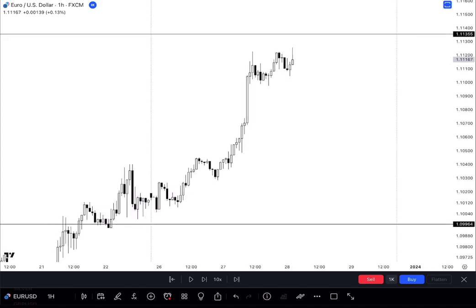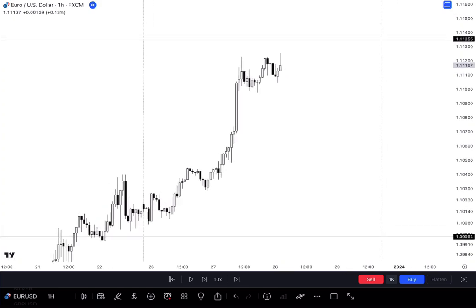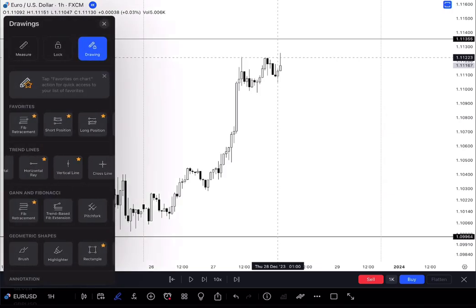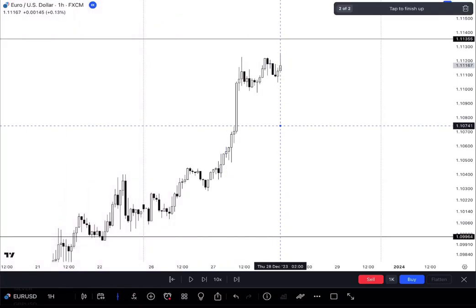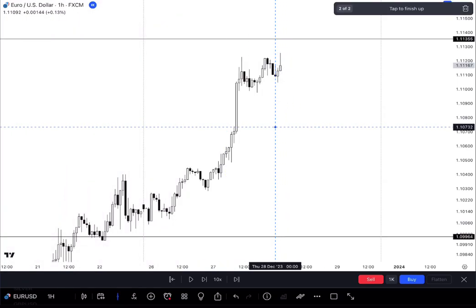So we consolidate. Turtle soup pattern traders would be shorting right here. That is incorrect, and if you did that, then learn from the mistake. That's not how you trade turtle soup. It's not a pattern, it's a logic.